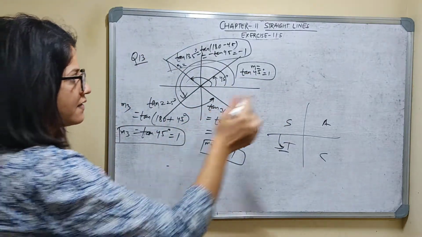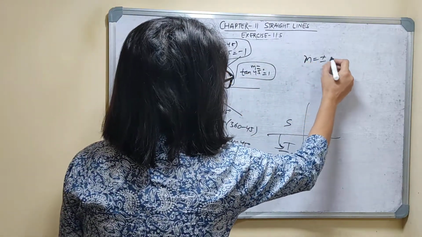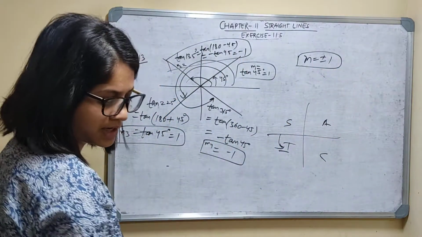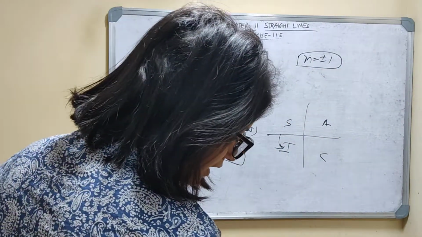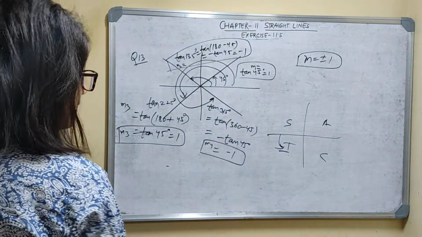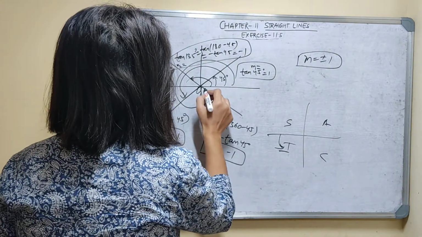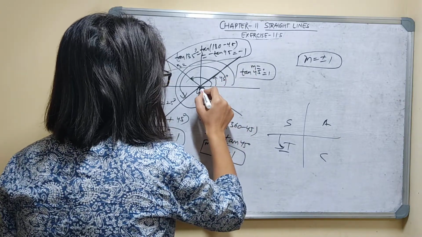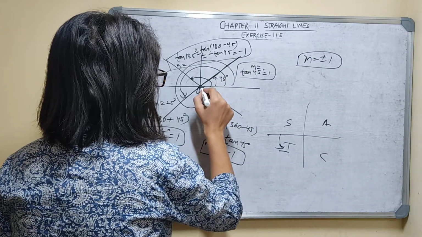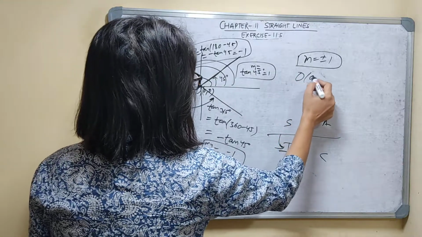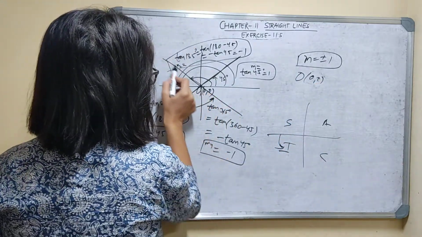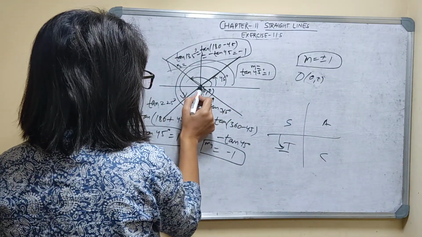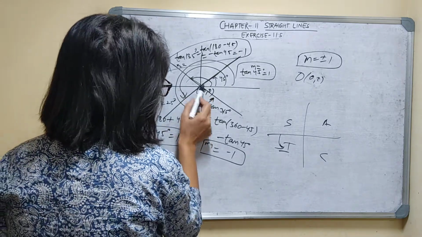So in all cases, the slopes are plus or minus 1. Is it clear? m is equal to plus or minus 1. The bisector passes through the point 0, 0, which is the origin. If I consider this line, it also passes through the origin 0, 0. This also 0, 0, and this also 0, 0.